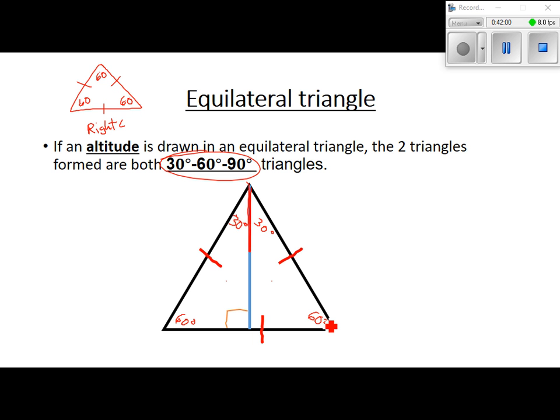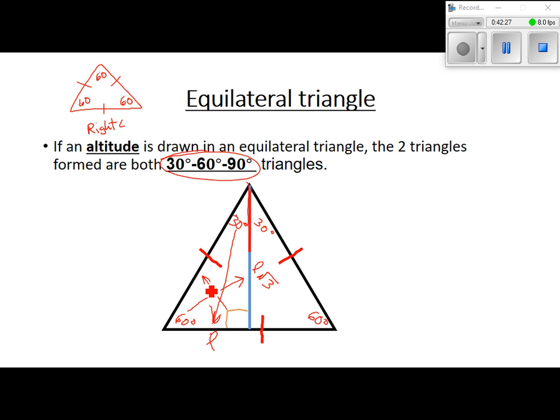Now you got two 30-60-90 triangles. Let's just look at the triangle on the left. The side across from the 30-degree angle should get labeled with what? L. Are you guys going to jump back and forth on me just to confuse me between L and X? The side across from the 60-degree angle should get labeled what? L times the square root of 3.